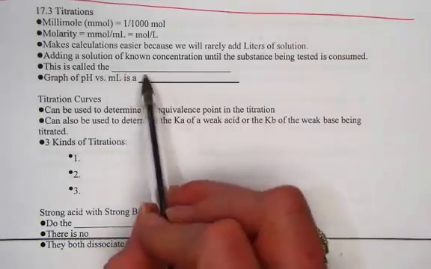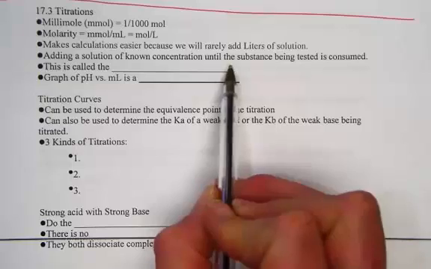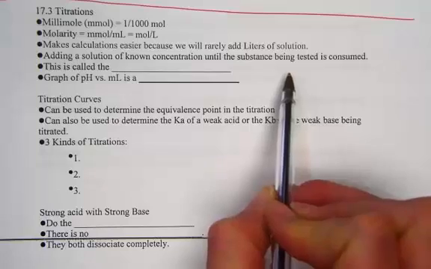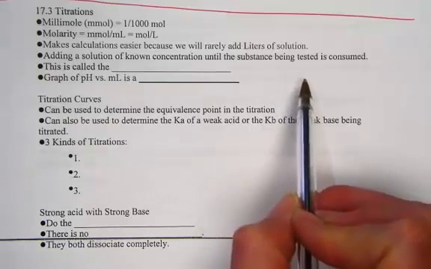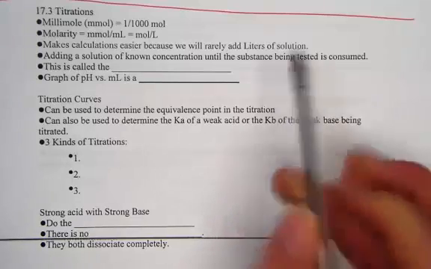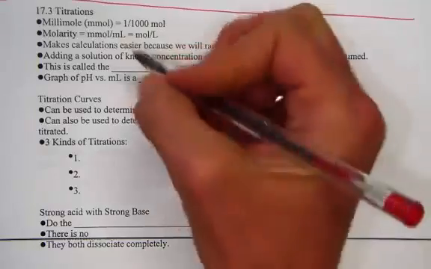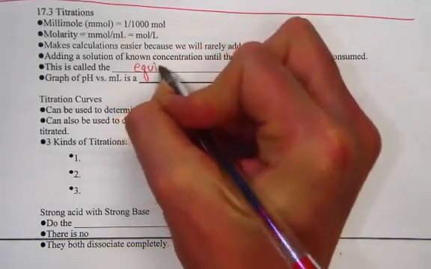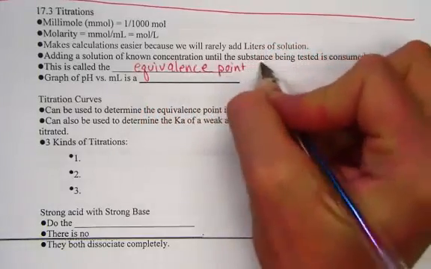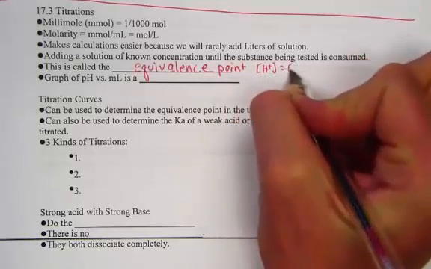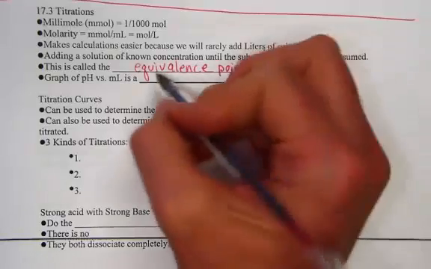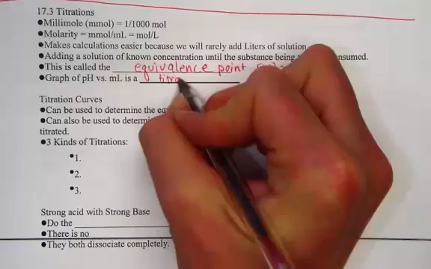When we look at adding a solution of known concentration until the substance being tested is consumed, what that really is showing us is an acid-base neutralization. If I'm adding a base to an acid, the acid gets consumed until it has been neutralized. This is simply known as reaching the equivalence point. The equivalence point is indeed when the acid ion is equal to the base ion in solution. A graph of pH versus milliliters is simply known as a titration curve.